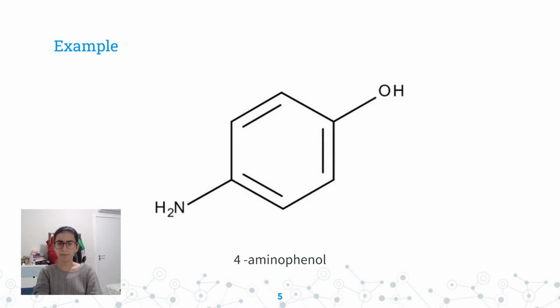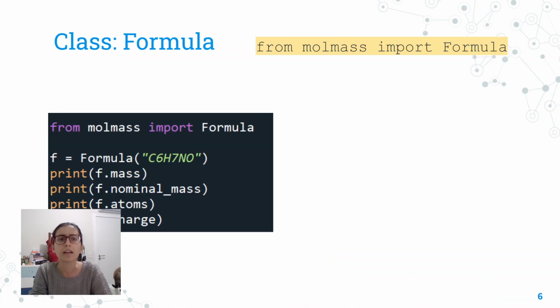For the example, I chose aminophenol, a molecule used in the film industry for revealing photographies, black and white photographies. I put its formula as the example, and here are some functions I used. This is the mass, which gives the regular mass with 6 decimals.